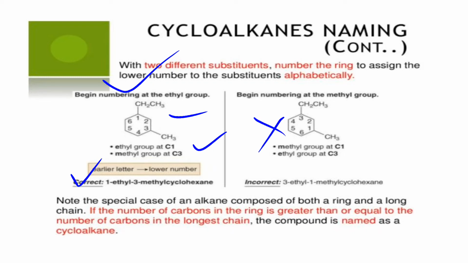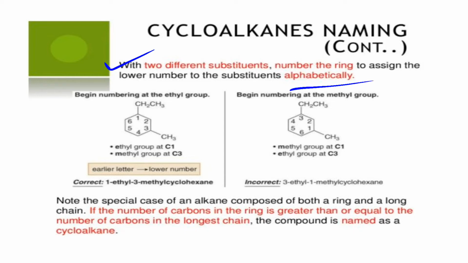With two different substituents, number the ring to assign the lower number to the substituents alphabetically. In this case, of ethyl and methyl, ethyl takes the first position. Therefore, the name is 1-ethyl-3-methylcyclohexane.